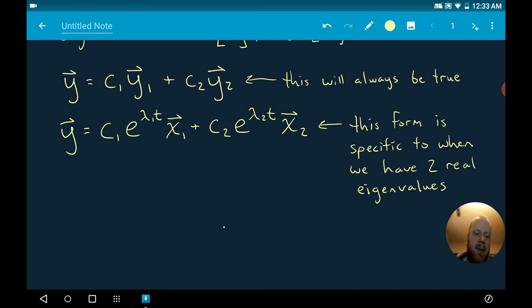And then in the next couple sections, we'll look at what happens when lambda is repeated or when lambda is complex. But this is the two real eigenvalues, two different, let's be specific here, two real distinct eigenvalues.